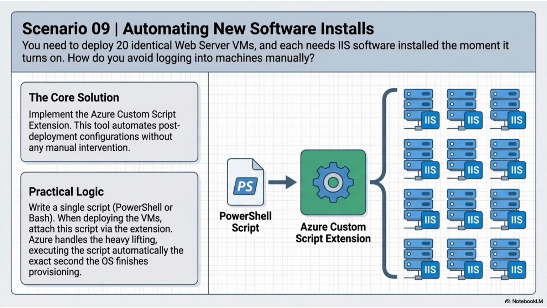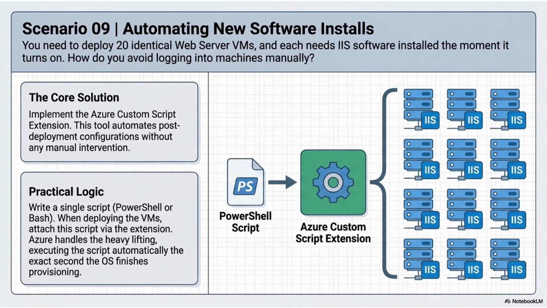Scenario 9. You need to deploy 20 identical web server virtual machines, and each one needs IIS software installed the moment it turns on. You don't want to log into 20 machines manually. How do you automate this? You can use the Azure Custom Script Extension.